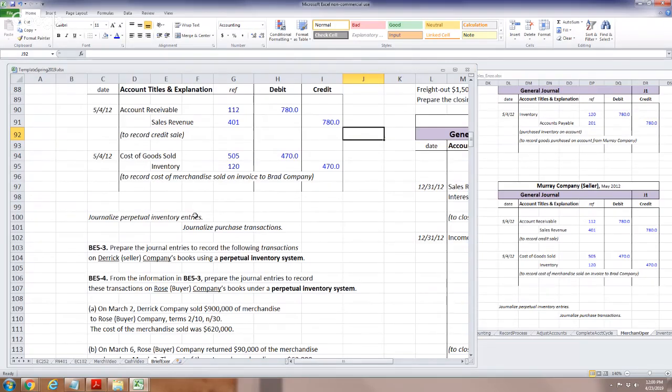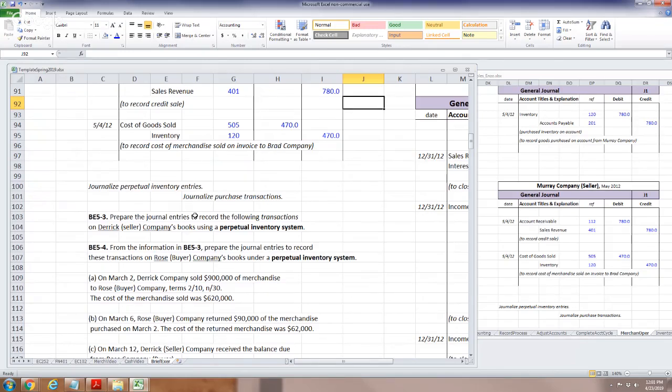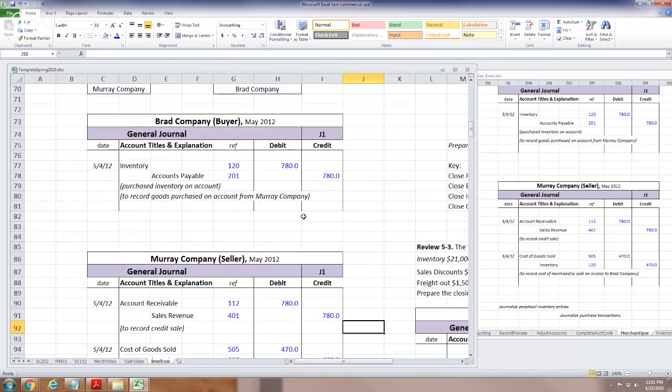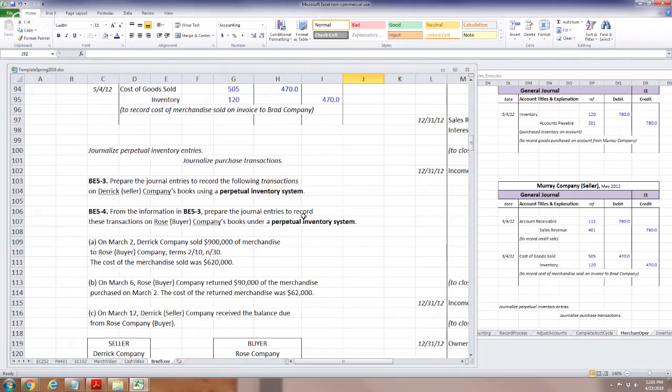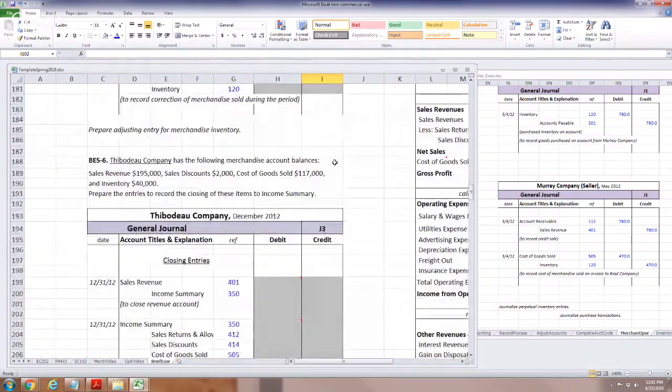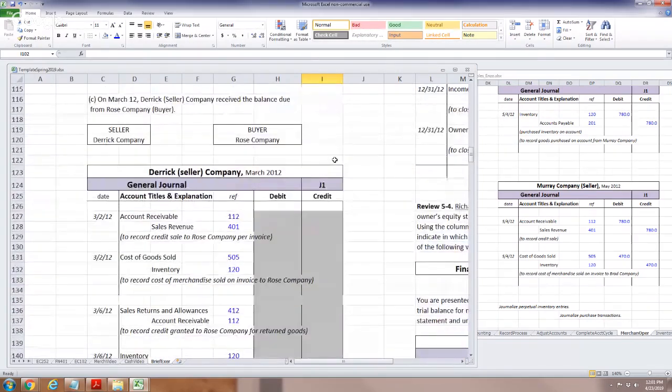And then three is, three and four are sort of on top of each other. So, journalize purchase transactions. We missed journalize sales transactions here. This is correct. And there should be sales transactions. Okay, so it looks like there's a lot of stuff going on here. We always have to label everything.